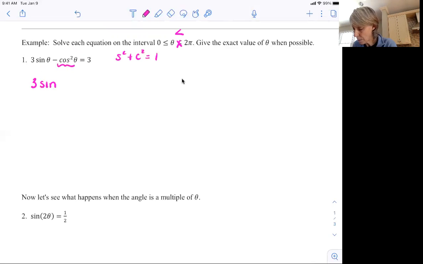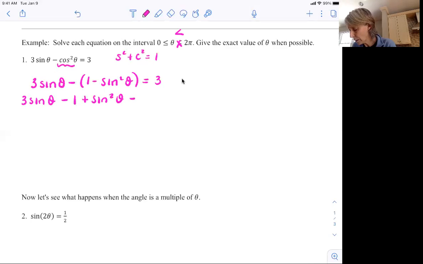3 sine theta. Be very careful here. We're subtracting cosine squared, which is equal to 1 minus sine squared theta, and that's equal to 3. We want to distribute this negative: 3 sine theta minus 1 plus sine squared theta.